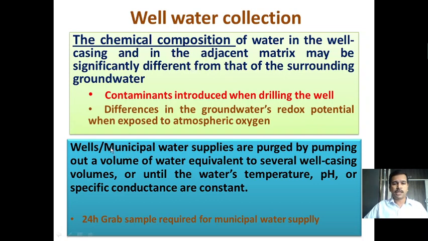So if you have to collect borewell water or water from a municipal water supply, how do you follow the procedure? You have to purge the water by pumping out a certain volume of water equivalent to several well casing volumes. That means you have to flush the water for a certain interval of time.